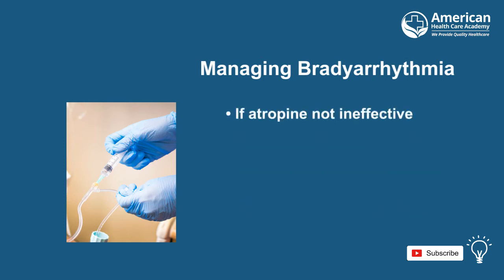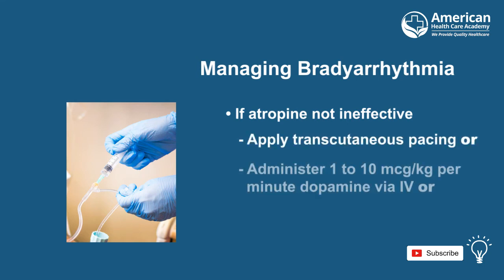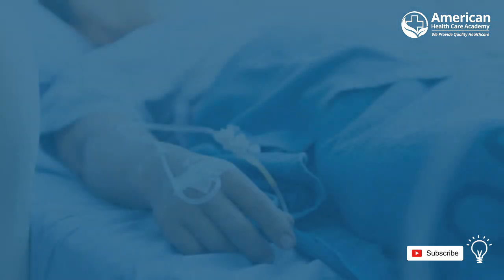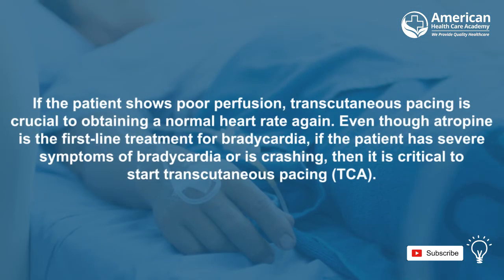If atropine is found to be ineffective, apply transcutaneous pacing or administer dopamine at a dose of 2 to 10 micrograms per kilogram per minute via IV access, or administer epinephrine at a dose of 2 to 10 micrograms per kilogram per minute via IV access. If the patient is showing poor perfusion, transcutaneous pacing is crucial to obtaining a normal heart rate again.